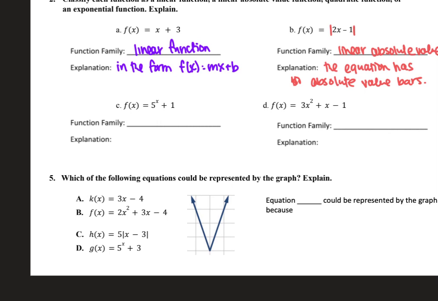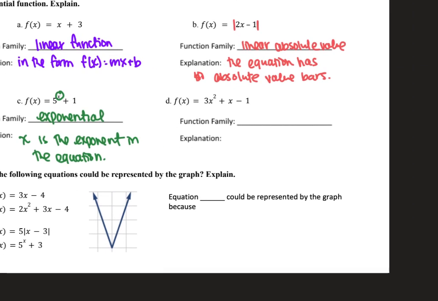All right, part C. I see an x as the exponent, so that's going to be exponential. My explanation is going to be that x is the exponent in the equation. All right, and then part D, for this one, this is going to be quadratic. The reason I can tell that's quadratic is because I have that 2. So 2 is the exponent for x.